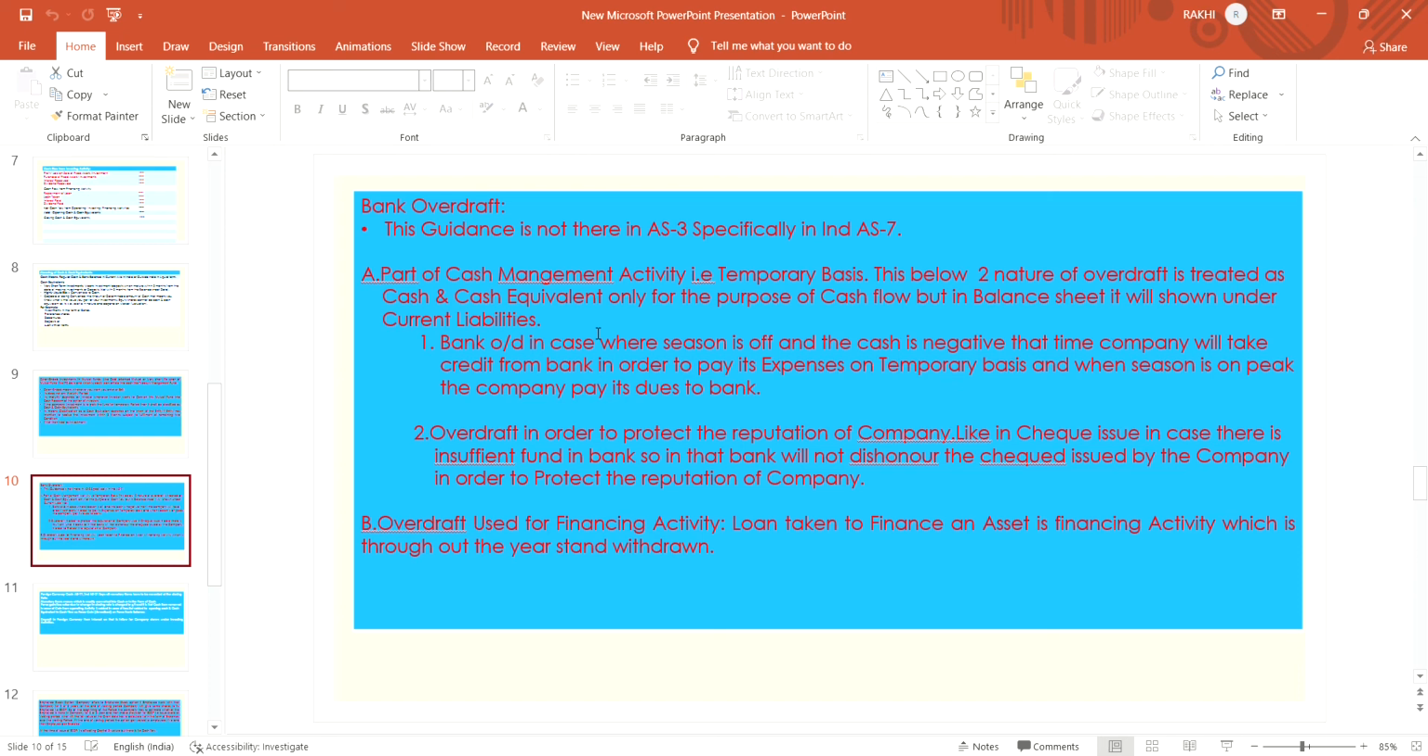And overdraft used for financing activity. Any overdraft means any loan taken for financing activity like purchase of any asset, and that kind of activity is treated as financing activity, which stands outstanding throughout the year.